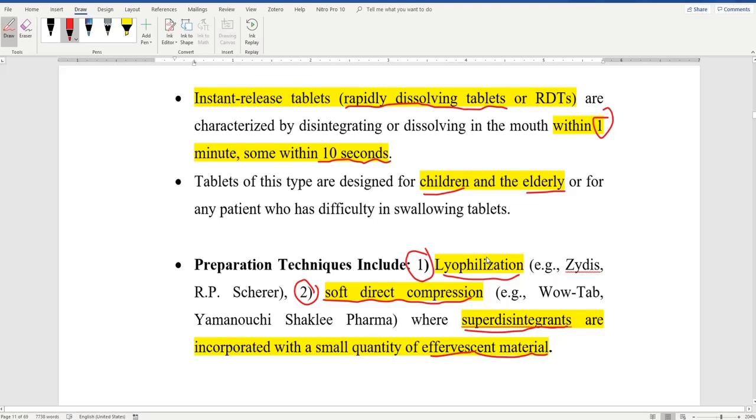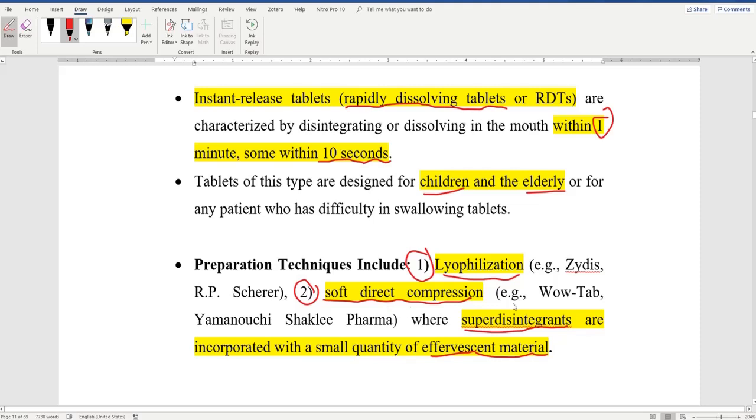So you remove the liquid by a process of freeze drying. The property of the material, as I said, is very porous, very hygroscopic. So once you put the tablet in the mouth, what happens? Absorption of saliva or the liquid present in the oral cavity, followed by dissolving the formulation very quickly.